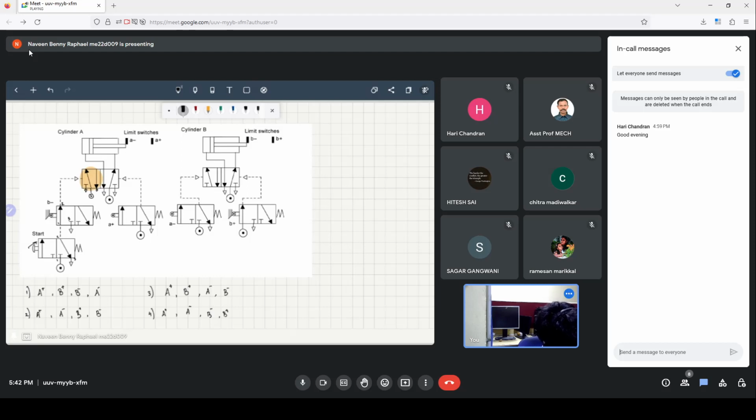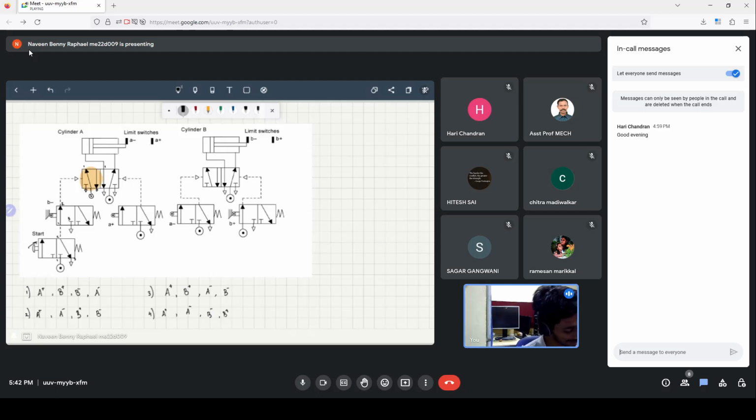The important thing to see is always where the source is. The source is here, and now the source is in the middle part, and it goes to the top left. When it goes to the top left, that means the cylinder is activated, and therefore the thing goes from A minus to A plus. That is, the cylinder A is extended.